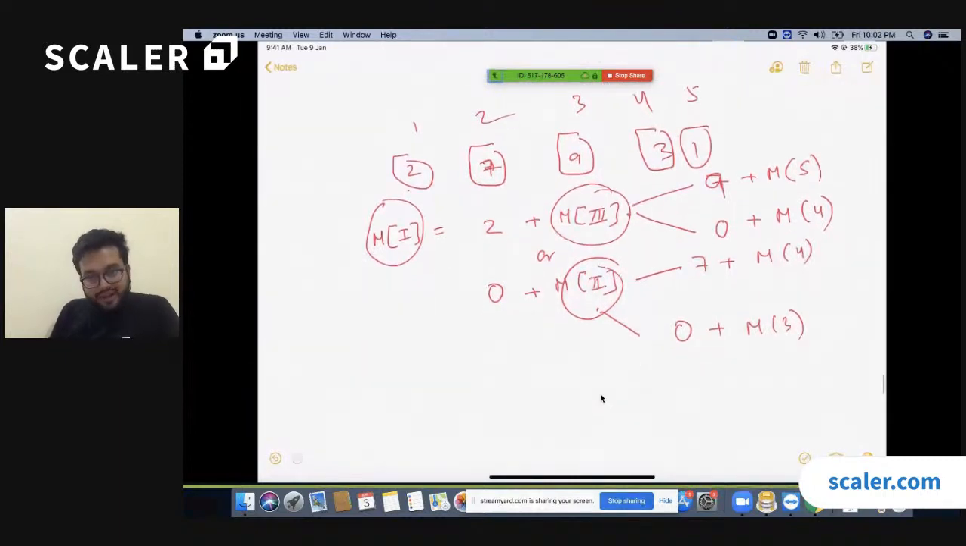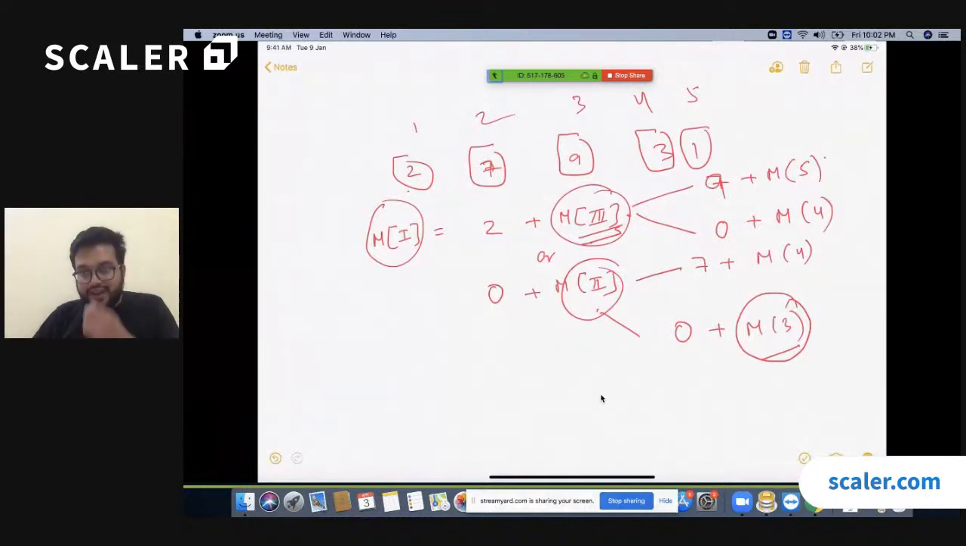Now you would appreciate that I need not compute this M3 again, because this M3 would be computed here automatically. So I will just compute this once and not compute M3 again. So what will I do? I will try computing M5. M5 says you can either rob it or not rob it. I would always want to rob it because there is no house going forward. So this is a base case which will give me 1 gold coin. So 9 plus 1 becomes 10.